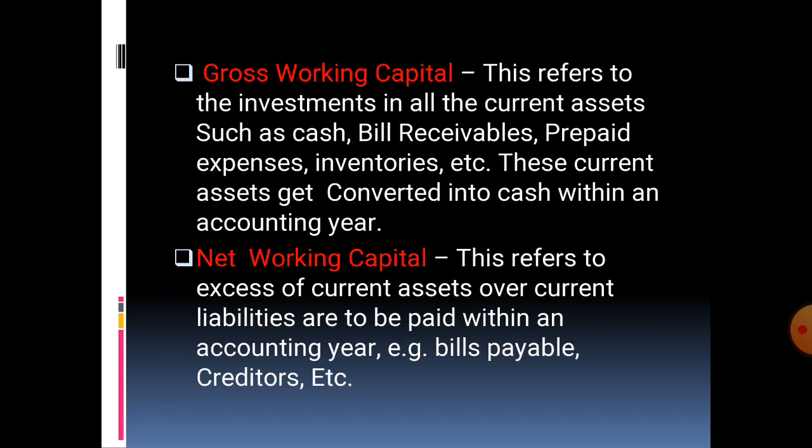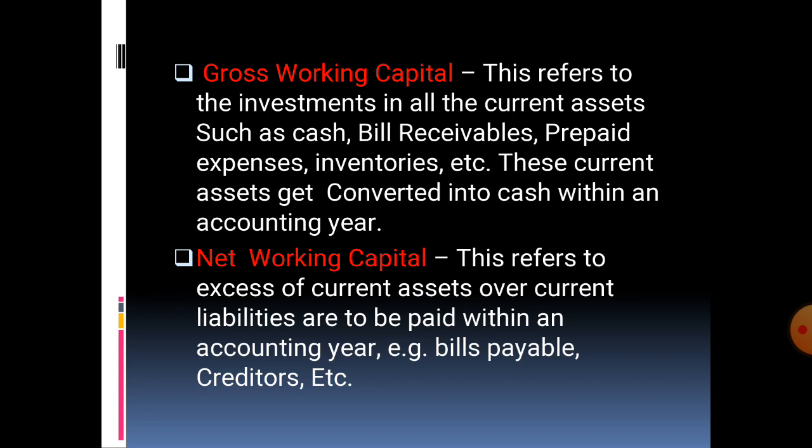Let's go ahead. Now, these are the types of working capital. The first one is gross working capital. This refers to the investment in all current assets. What are current assets? Current assets are those assets which can be converted into cash in a short period of time. For example, cash in hand, cash at bank, debtors, marketable securities, finished goods inventories, bills receivable, work in progress, raw materials, and prepaid expenses. These are some examples of current assets.